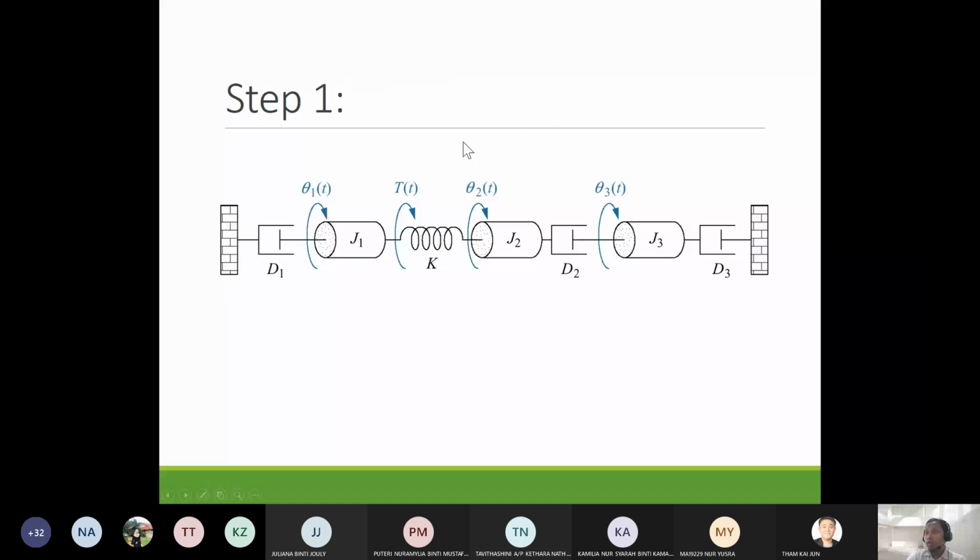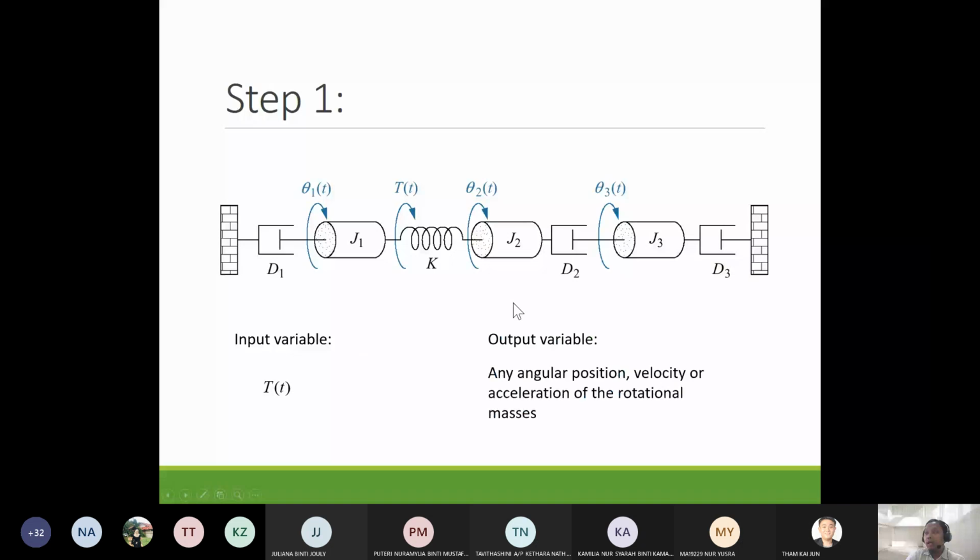So step one, we need to identify the input and output. The input will be the torque T. So instead of force, here the input is the torque. Torque T here is applied on J1, because it is before the spring. And then the output can be any of the theta, either theta 1, theta 2, theta 3, or the velocity or the acceleration.